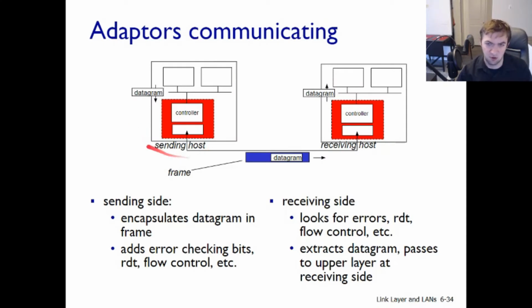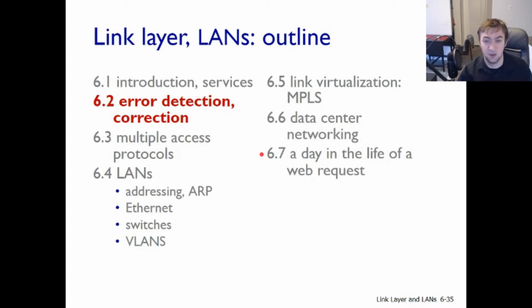So here's what it looks like when two adapters are communicating with one another. The sending host, on the left side here, takes its datagram, encapsulates it in a frame, adds things like error checking bits, reliable data transfer, flow control, and so on, and sends it over to the receiving host on the right side, which looks for errors, does the reliable data transfer, flow control, and so on. And once it gets this datagram, it extracts it from the frame and passes it to the upper layer at the receiving side.